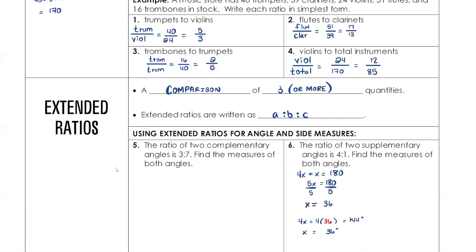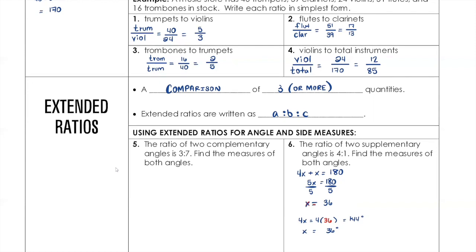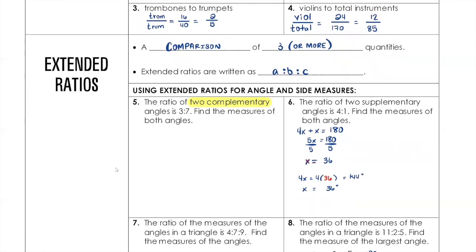So this is where we throw a little bit more algebra on top of our geometry. Everybody's favorite thing. So we're going to take our geometry knowledge, tie it up with some algebraic knowledge, and see if we can figure out side and angle values given only a ratio. So number 5 says, the ratio of 2 complementary angles is 3 to 7. Find the measure of both angles.